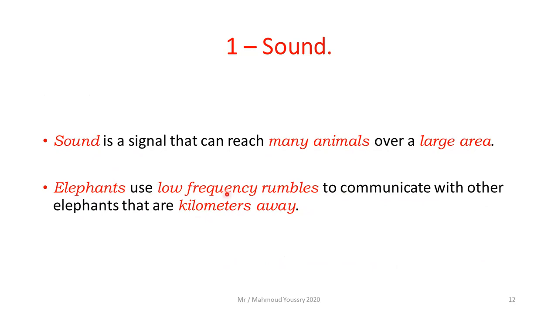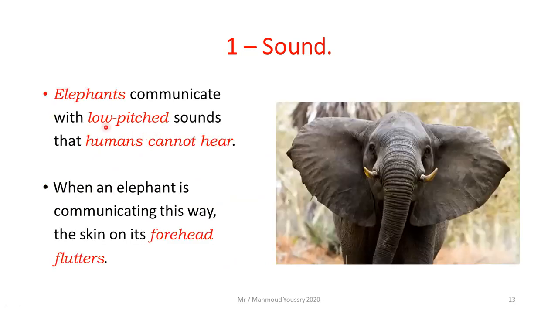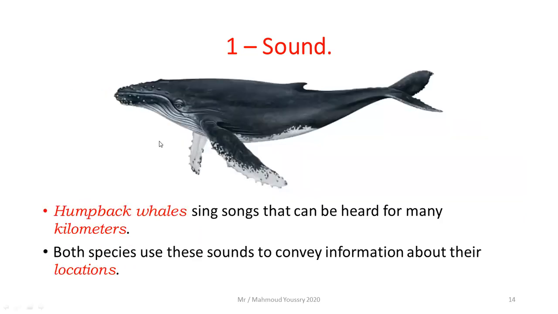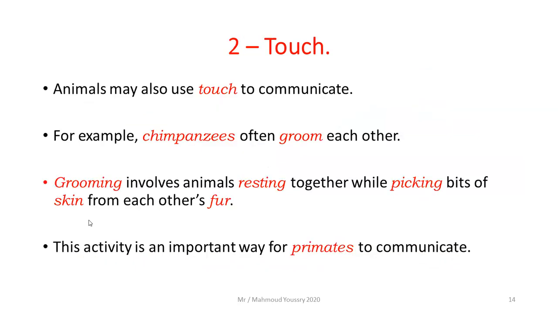So the elephants use low-frequency sounds to communicate with other elephants. Elephants communicate with low-pitched sounds that humans cannot hear. So we cannot hear the sound that the animals use to communicate. When an elephant is communicating this way, the skin of its forehead flutters, as in this picture. Also, the humpback whales sing songs that can be heard for many kilometers. Both species use these sounds to convey information about their location.